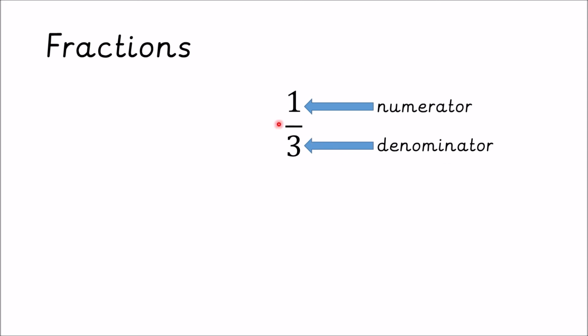So here I've divided into 3 parts, so I might have divided a cake into 3 parts or a circle, and I have one of those parts. 1 out of 3 parts. My numerator is 1, my denominator is 3. Okay? So once again, numerator tells you how many parts you have, denominator tells you how many parts there are in total.